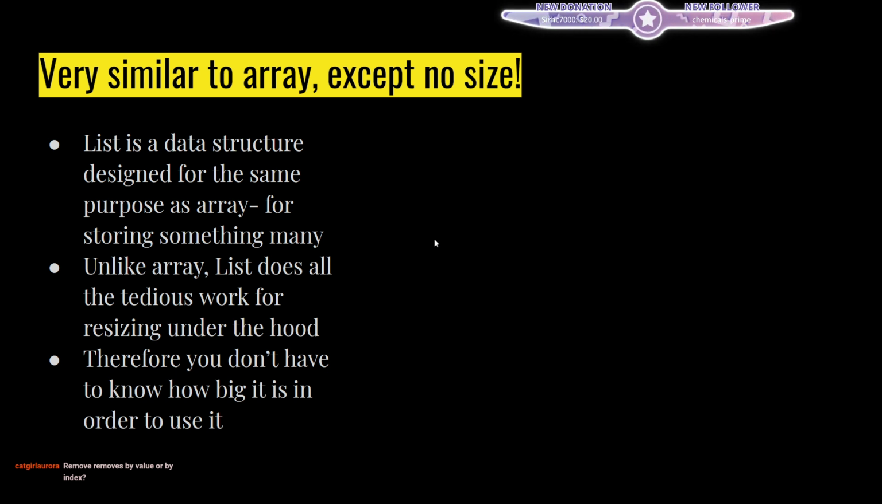All right. So list is a data structure designed for the same purpose as array, for storing many things of the same type. It's a class, essentially. It's a generic class. So what a generic class is, it means that it doesn't care what type it interacts with. It will be able to treat whatever type you pass to it in a generic way, but consistently so.